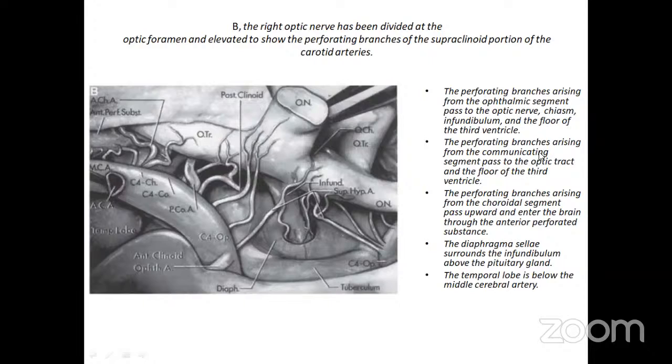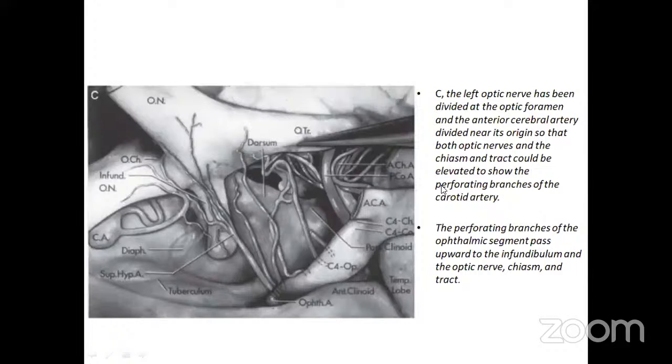The perforating branches that arise from the communicating segment go to supply the optic tract and the floor of the third ventricle. Here in this diagram, the left optic nerve is divided at the optic foramen, and the anterior cerebral artery has also been divided near its origin, and the optic nerves and chiasm have been elevated, and the perforating branches are visible.